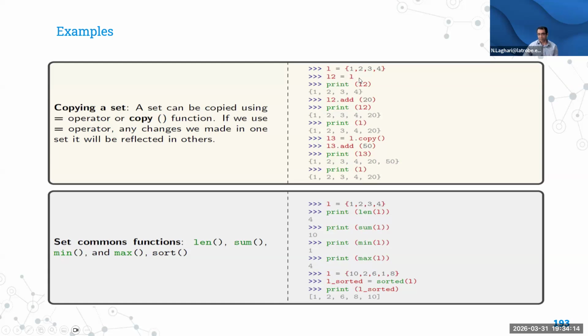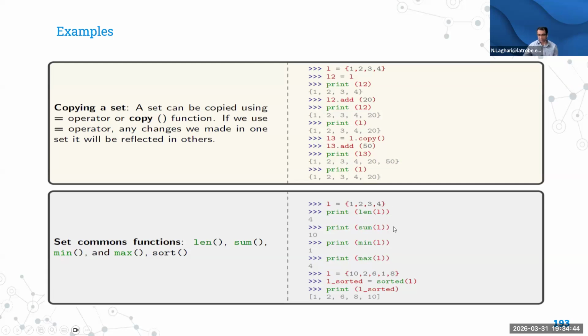It was not a new list created in that case, right? And yeah, same as lists, when you want to copy a set, it would be creating a separate copy and then assigning to L3. Okay, so set common functions, like list, we have got length, sum, min, max, and sort.